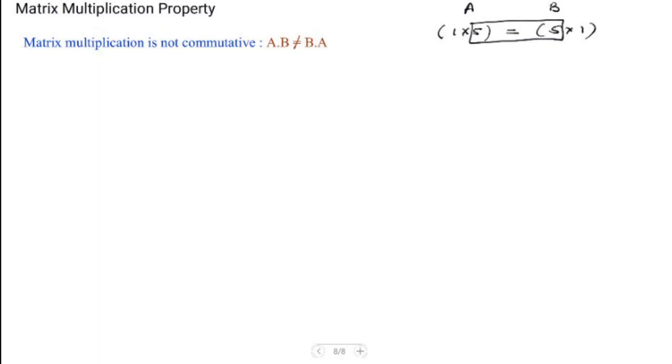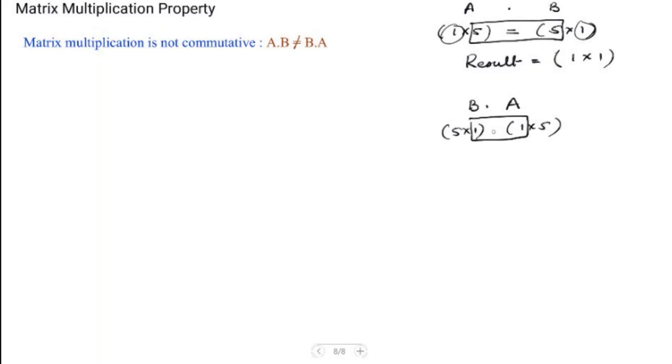But the size of the result matrix is 1 times 1 here. Now if you change the sides, that is, if you make it B times A, B is 5 times 1 size and A is 1 times 5, so again these two numbers are equal, so this matrix multiplication is possible.